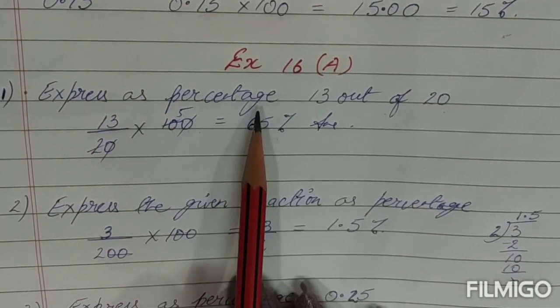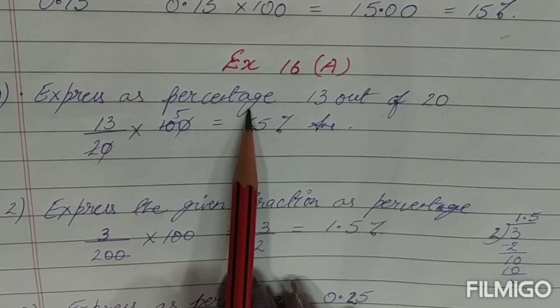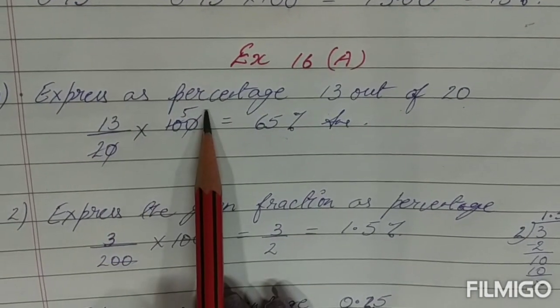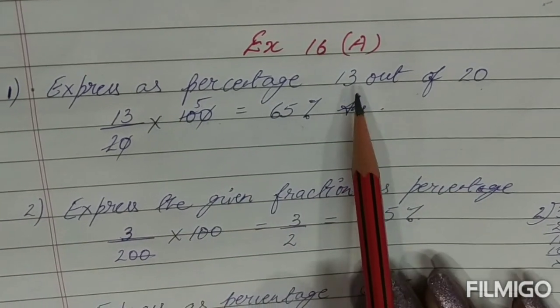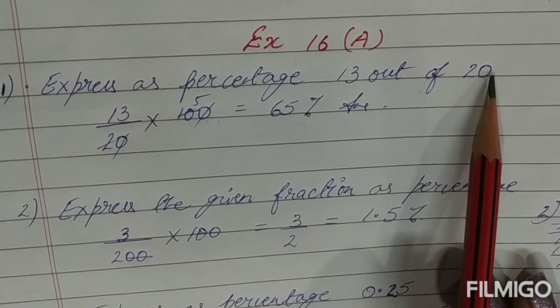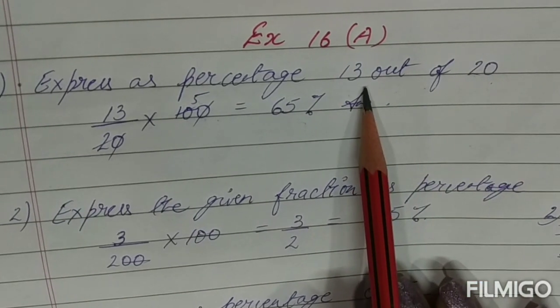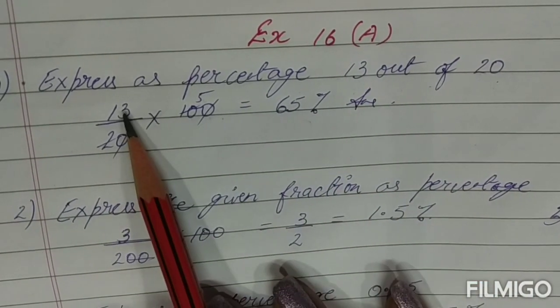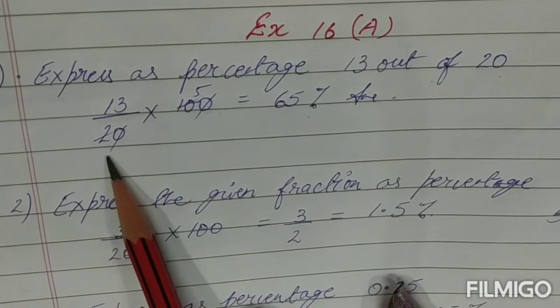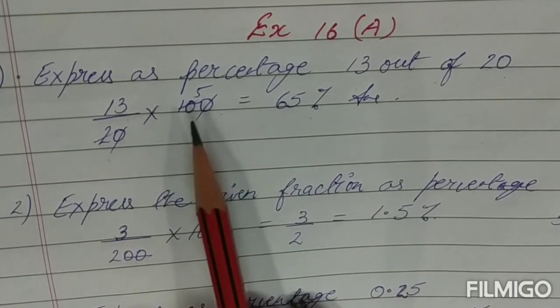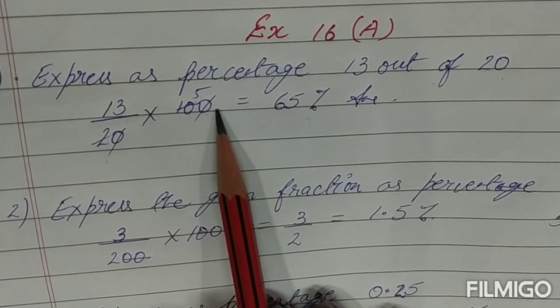Express as percentage. Now the first question of the exercise says we have to convert it into a percentage. 13 out of 20. Suppose a child gets 13 marks out of 20. How will I convert it into percentage, children? I will write 13 upon 20. To make it as a percentage, multiply it by 100.